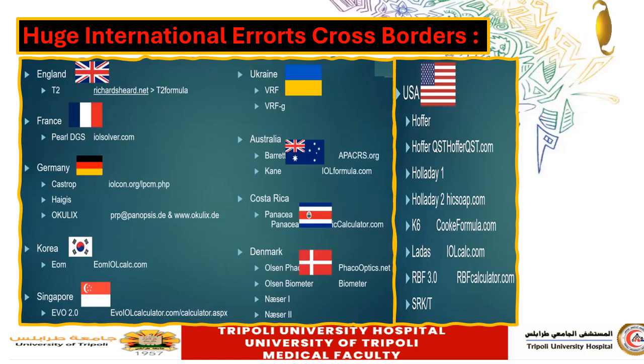You can see that there is a huge international effort across borders to create formulas and website calculators to determine the accurate effective lens position, and more than 22 formulas are available, and I might have missed some of them. This indicates the need for accurate prediction of the IOL power for the improvement of the quality of life of the patient. Because if you do a successful phacoemulsification with a very expensive phaco machine and an expensive operating microscope and with high skill by the surgeon, but unfortunately with poor prediction of the IOL power, you will end up with unsatisfied patients and unsatisfied doctors, and the result of the surgery will be regarded as disappointing.